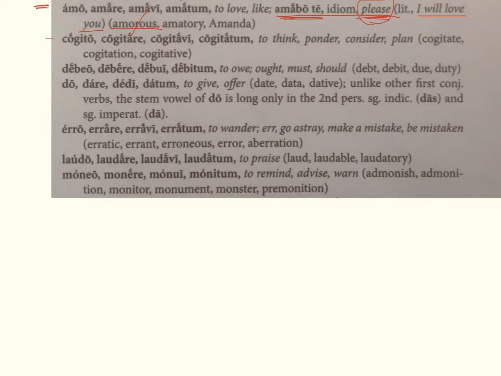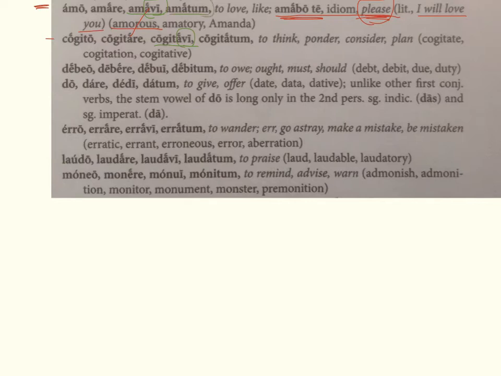The next word is cogito, cogitare, cogitavi, cogitatum. This means think, ponder, consider, or plan. And the one thing I want to mention here is that even though you have 4 principal parts you need to memorize, there's a lot of repetition and patterns in these principal parts. So for example, if we look at the third principal part of amavi and the third principal part of cogitavi, we see avi and avi.